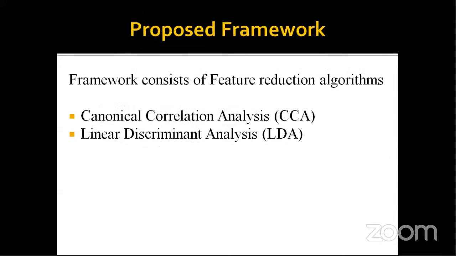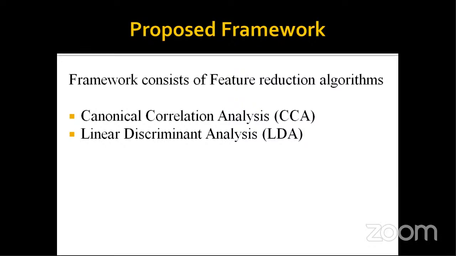So, in order to build such a network intrusion detection system, the framework which has been proposed here mainly consists of two feature reduction algorithms. One is canonical correlation analysis, and the second one is linear discriminant analysis. These two analytic procedures are mainly used for the dimensionality reduction process.